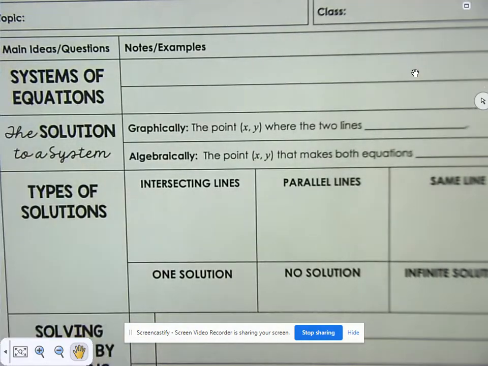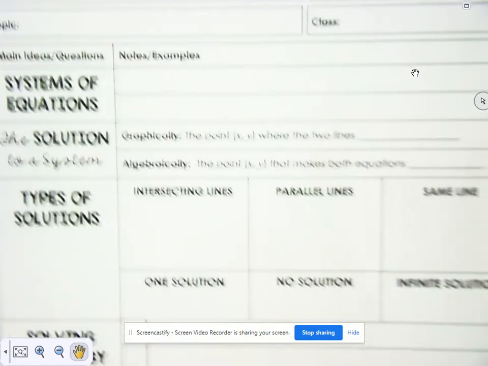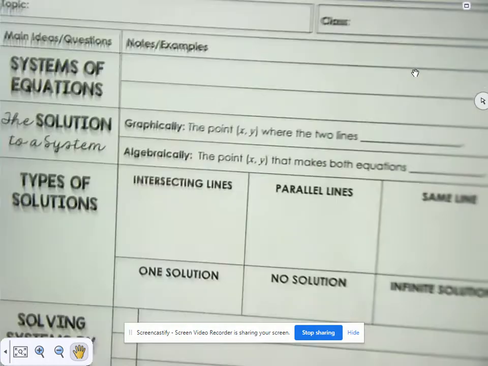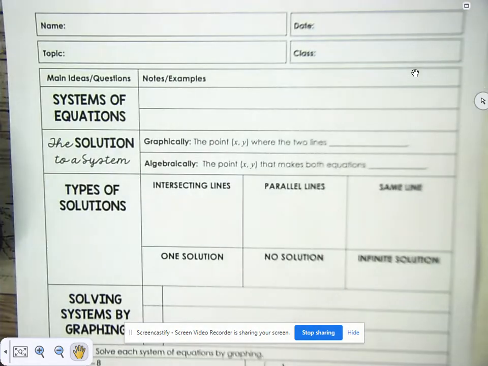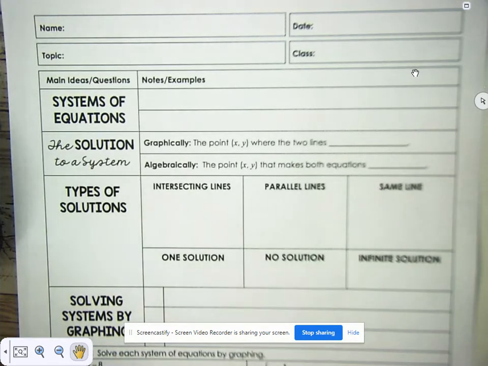All right, so today we started talking about systems of equations. Systems of equations is one of my favorite topics to teach, and overall, students generally grasp it pretty well.